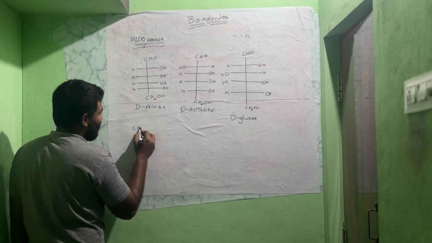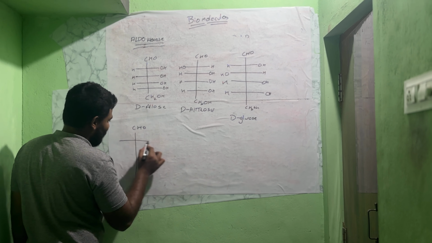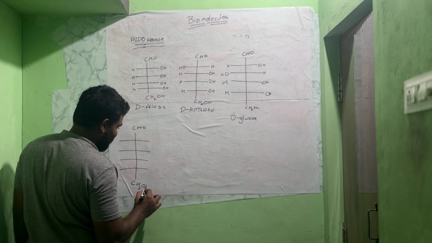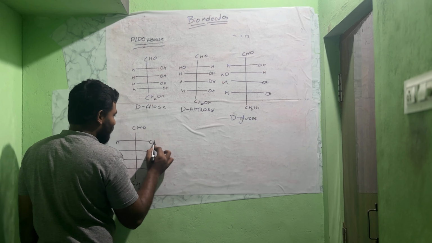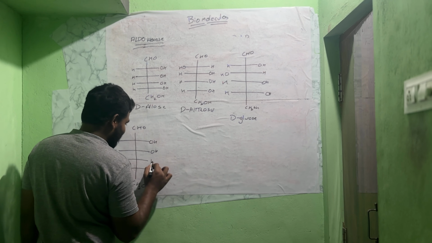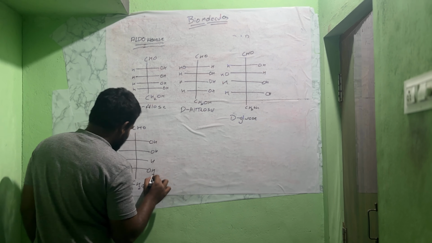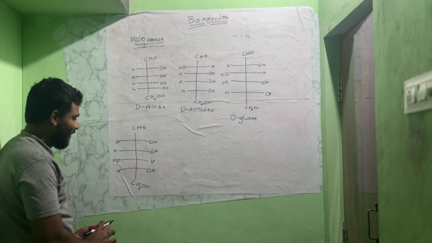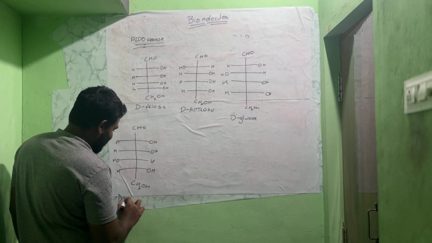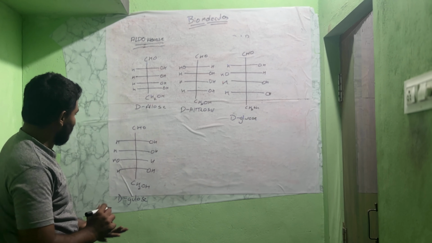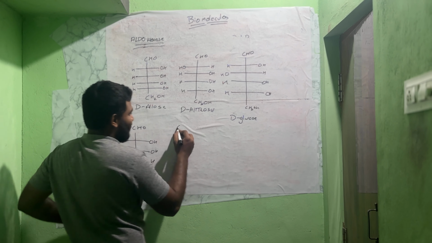Now, fourth one: CHO, 1, 2, 3, 4, 5, and the last one 6. Okay, H, OH, H, OH, OH, H, H, OH. If the fourth OH is changed from right to left, it is known as D-glucose. Okay, D-glucose. Now we will see the next one.